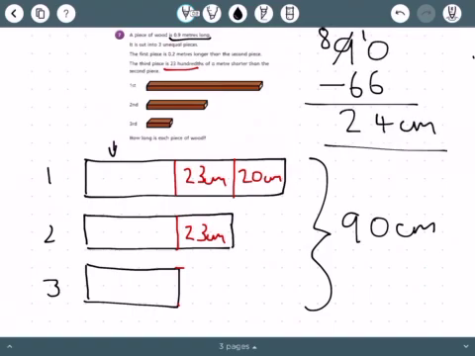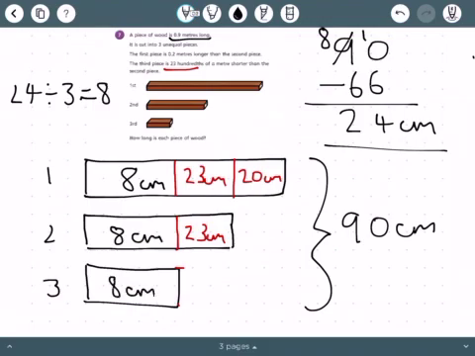So I know that these three sections here are 24 centimetres. To work out what each one is worth, I do 24 divided by 3, which is 8. So then I know that each one of these is 8 centimetres.